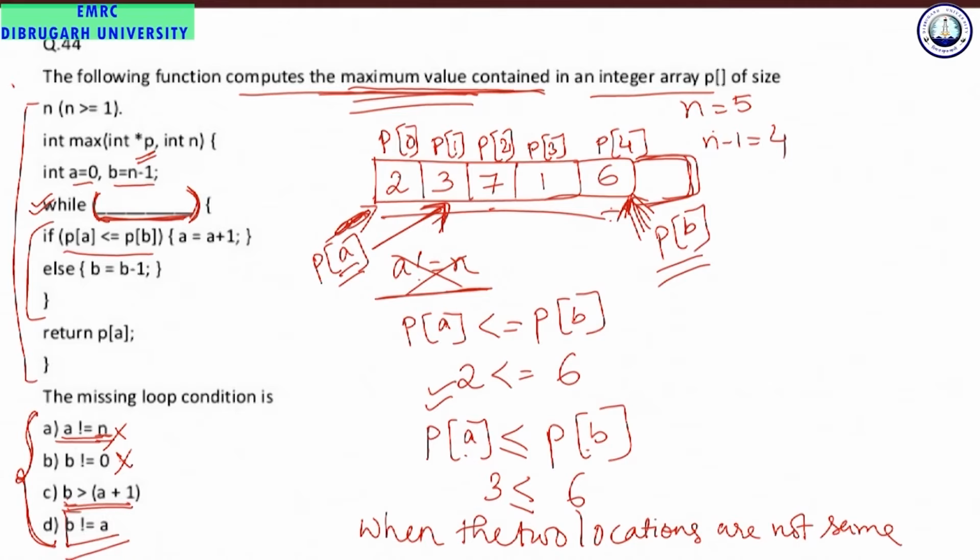So, this is the most feasible answer, because we always know how to calculate the maximum value. Based on that logic, this is your answer. So, the answer to question number 44 is D, B is not equal to A.